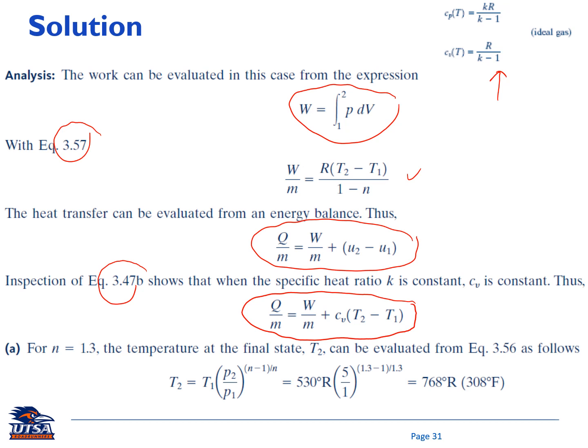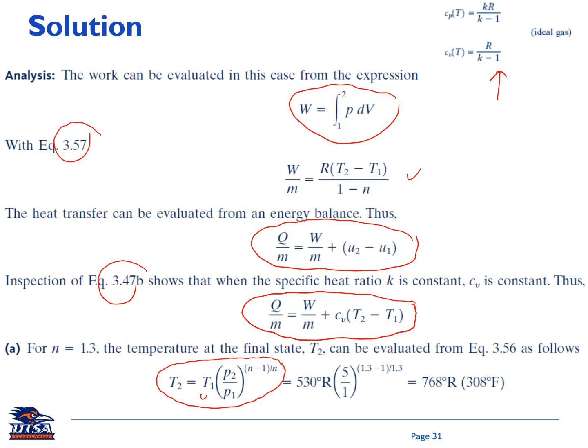So now I'm ready to go back to each question here. For A, n equal to 1.3. So first you need to get the temperature at state 2, and then you can apply the ideal gas formula here. For the ideal gas formula, the ratio of temperature can be formulated as the ratio of pressure to the power of n minus 1 over n. So you just plug in all numbers here. We have T1 530, and then P2 is given there, 5 atmosphere, P1 is also given there, 1 atmosphere.